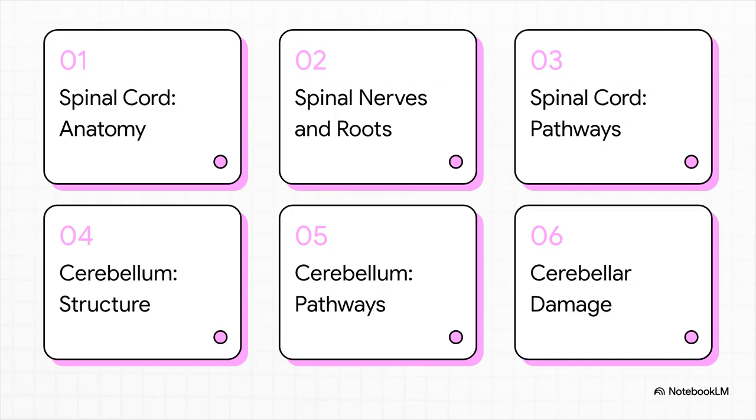So here's our game plan. We're going to build this up logically. We'll start with the anatomy of the spinal cord itself, its overall structure. Then we'll zoom in on the nerves and the internal pathways running through it. After that, we'll move up to the cerebellum, explore its structure and pathways, and we'll wrap it all up by looking at what happens clinically when the cerebellum gets damaged.